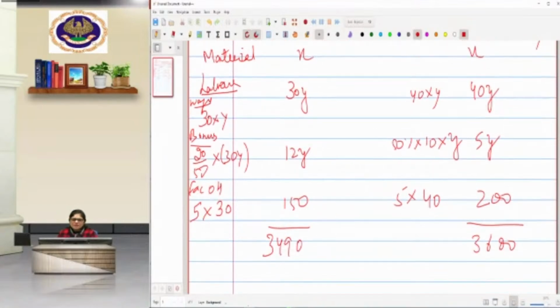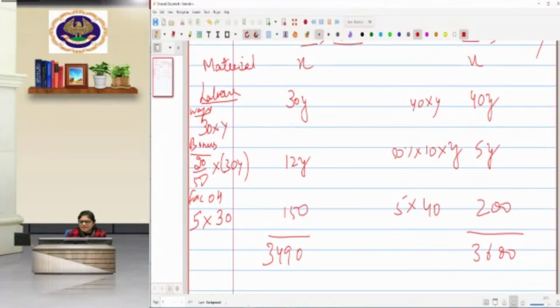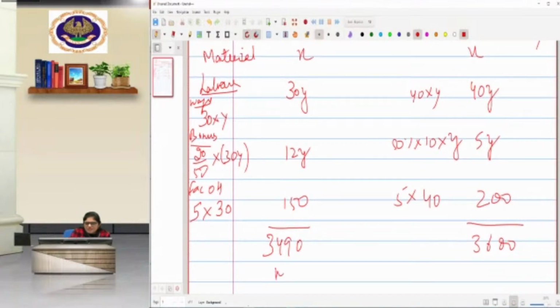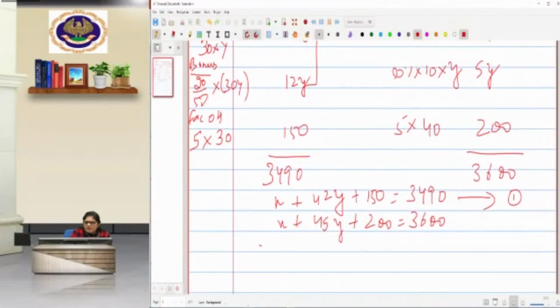So we'll make them in the form of an equation. So two equations we can find out. Material is X, if you can see. So the first equation is X plus 42Y plus 150 is equal to 3490. Similarly for B, X plus 45Y plus 200 is equal to 3600. All right. So this is the equation. I hope you know how to solve the equation. You just change the figures, those who don't know.